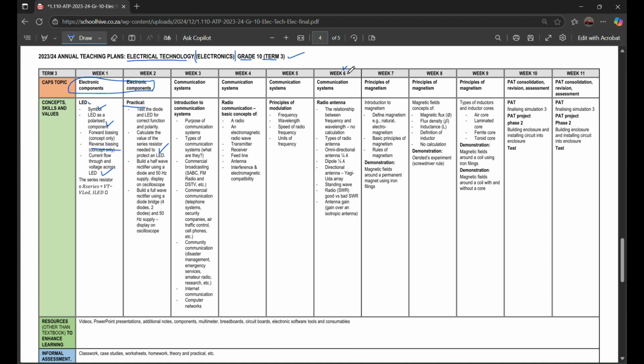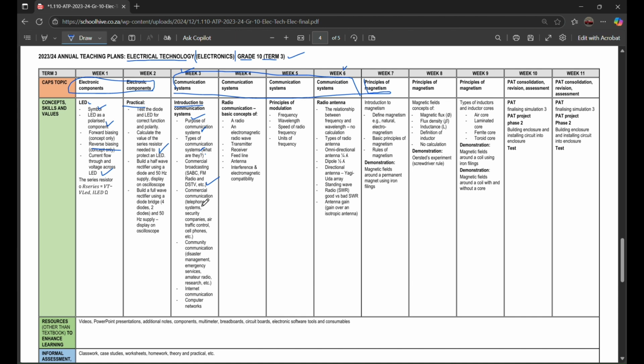Week 3 until week 8, we deep dive into the topic of communication systems. Within week 3, we talk about the introduction of communication systems, the purpose of communication systems, and types of communication systems, like commercial broadcasting, such as SABC2, FM radio, and DStv, etc.